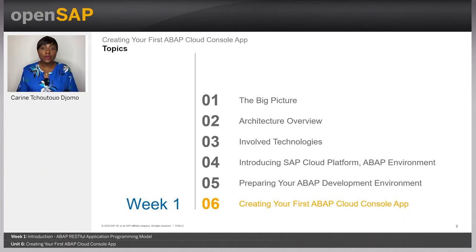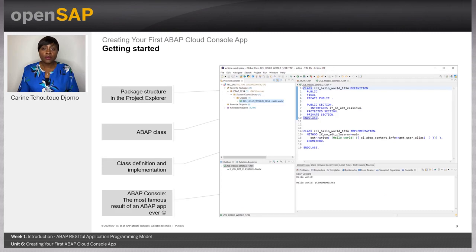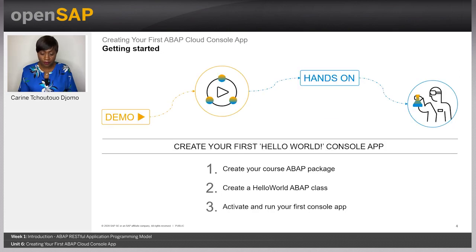In the previous unit, we prepared our ABAP development environment by onboarding to the SAP Cloud Platform ABAP Environment Trial, installing our local IDE, the ABAP development tools, and connecting it to the trial system. In this unit, we will now go ahead and write our first ABAP Cloud Console app. We will create an ABAP Hello World console app, and we'll also have a look at some of the nice ADT features that help to speed up the development. So let's get right into it.